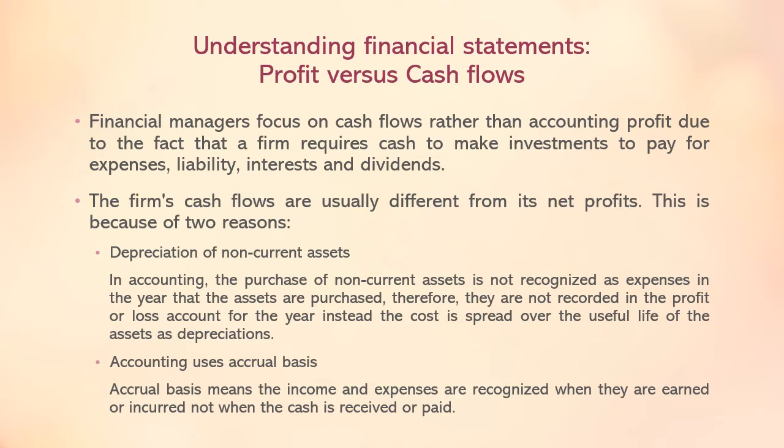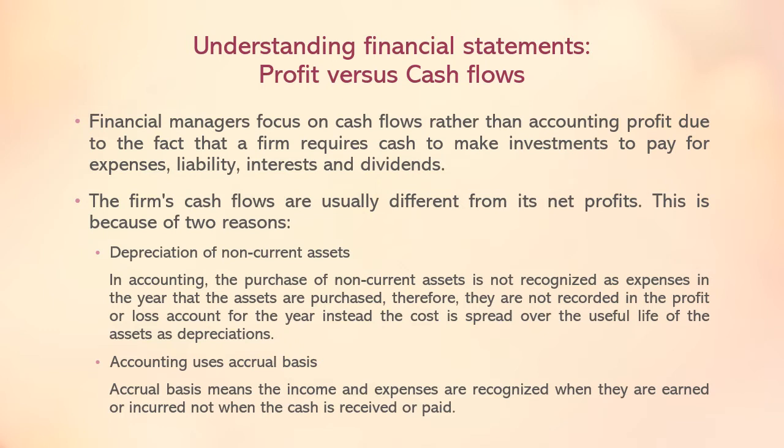Before we can talk about the financial ratios, we need to understand financial statements. So financial managers focus on cash flows rather than accounting profit, due to the fact that a firm requires cash to make investments and to pay for expenses, liabilities, interest, and dividends. However, the firm's cash flows are usually different from its net profit. This is because of two reasons. One is due to non-cash items, most probably depreciation of non-current assets.